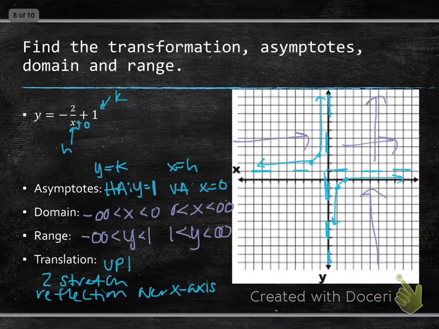Okay, a good way to look at it is whatever your horizontal asymptote is, that y equals, is what that number is that's going to divide it. Whatever your vertical asymptote is, so that x equals, is what's going to divide your domain as well.